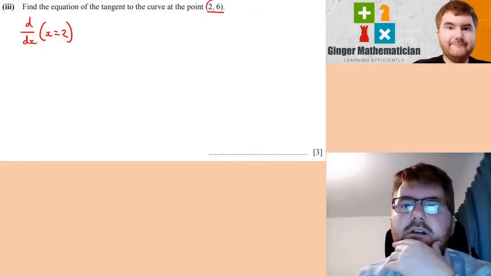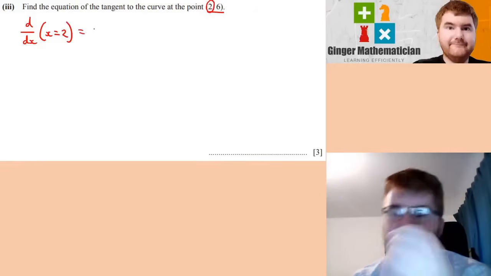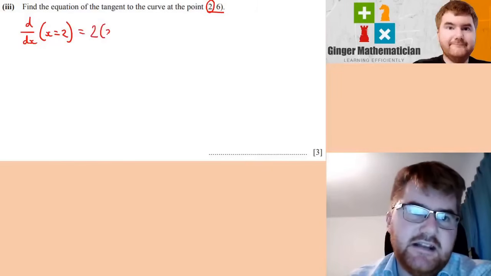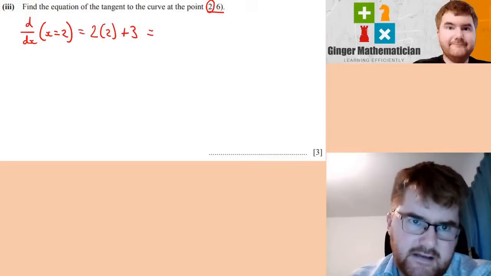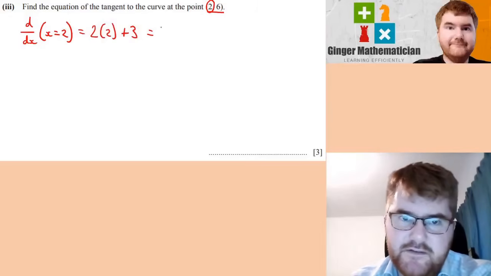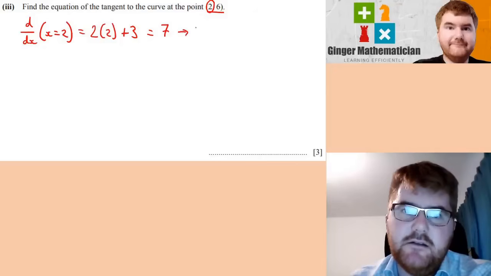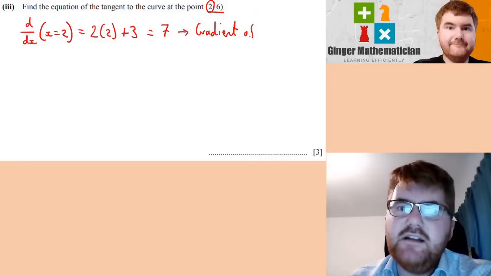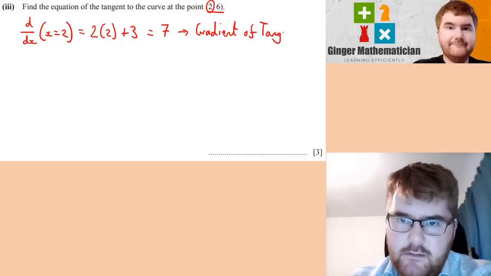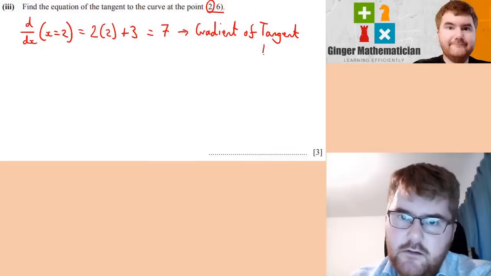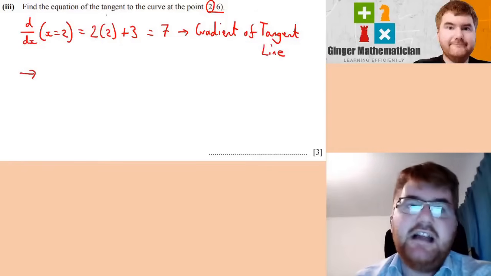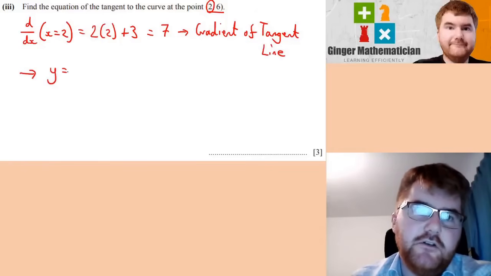That comes from this coordinate here. So I'm going to take my answer here, 2x plus 3, and replace the x with a 2. That gives me 2 times 2 is 4, 4 plus 3 is 7. So that's going to be the gradient of the tangent line. So I'm going to write this in words, like so. And therefore, this tangent line is going to have the equation y equals 7x plus c.